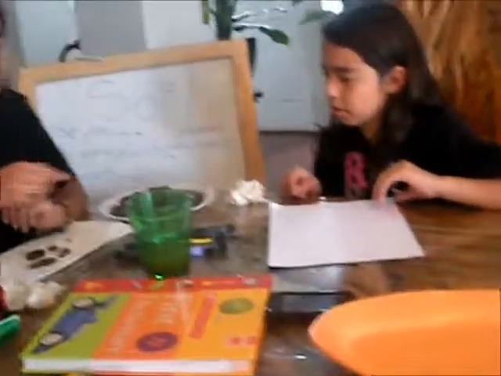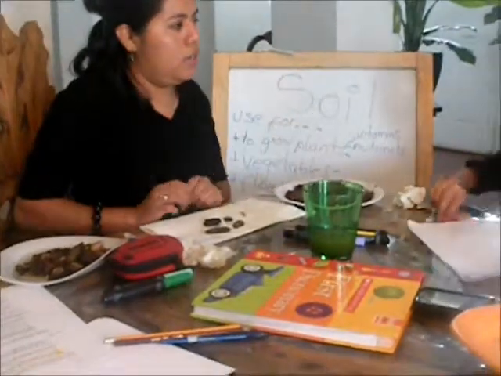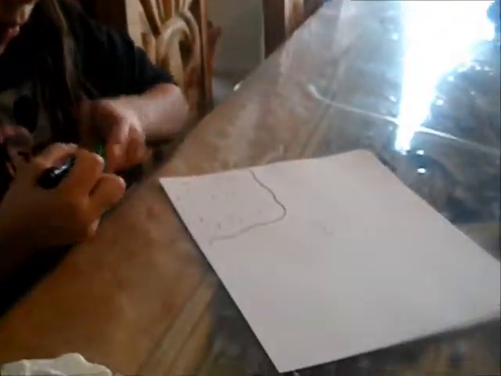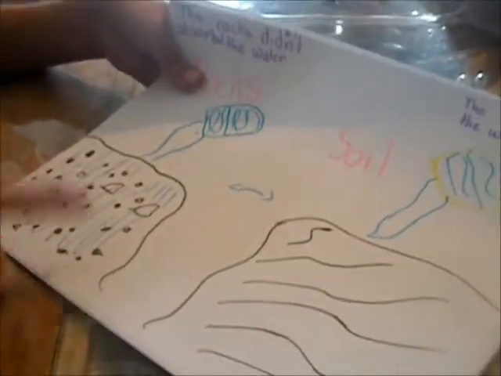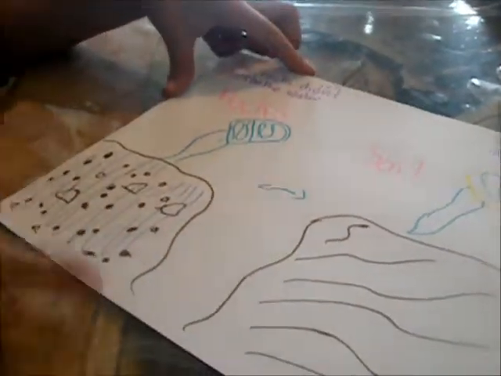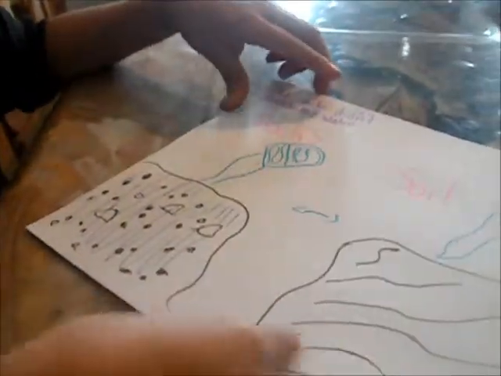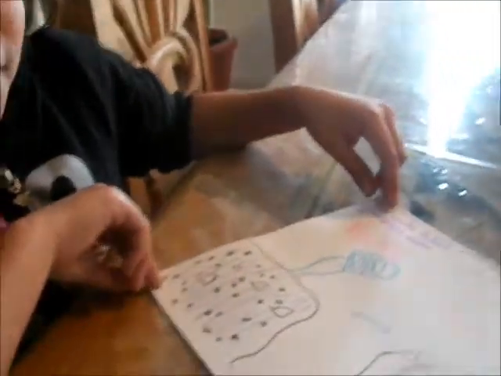What happened to the rock when you put water in it, and what happened to the dirt when you put water in it? Okay, go ahead and explain what you drew in your picture. These are the rocks, and the blue is the water that I put into the rocks. And this is the soil. And what happened when you put the water in it? The rocks didn't absorb the water. The rock didn't absorb the water, okay?